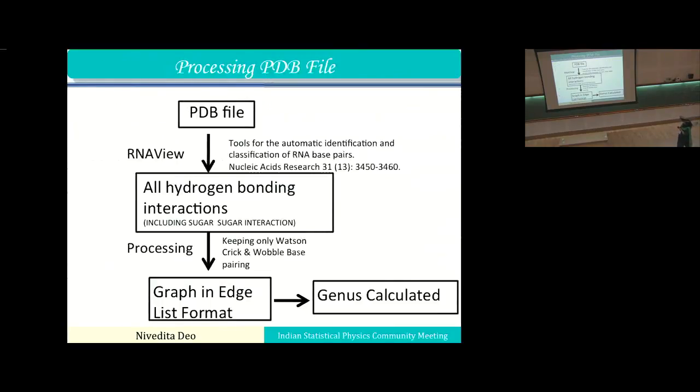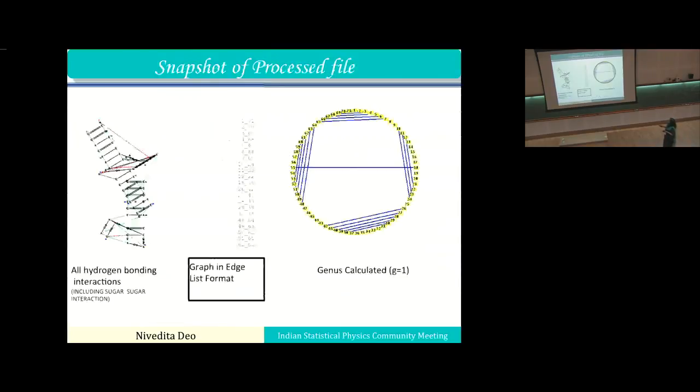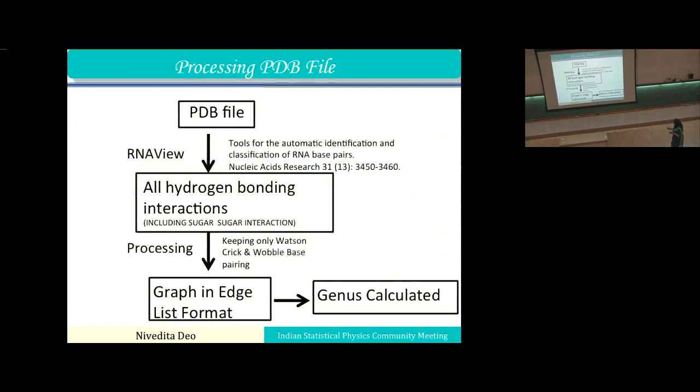So we process these, well, my student processes these PDB files. This is the PDB file, and one views this PDB file by RNAView, which arranges all the hydrogen bondings in the interaction, including the sugar-sugar interactions. Then you process it, keeping only the Watson-Crick and the wobble base pairings, and you get a graph edge list format from which you can calculate the genus.